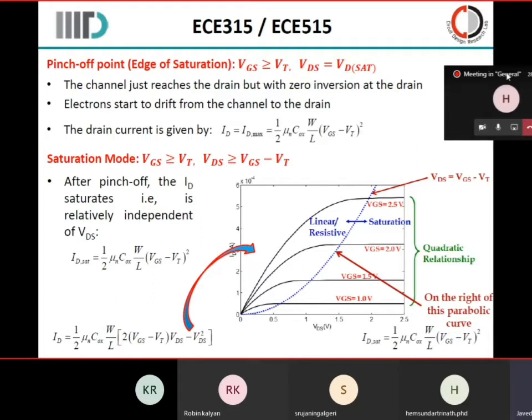If you observe the blue line on this parabolic curve, you would observe that anything on the left hand side of this line would be either the edge of saturation or the linear region. So this would be what you call your resistive region. And the other flattened regions, where the line is almost flat, is what you call your saturation region, where there is no change in the value.